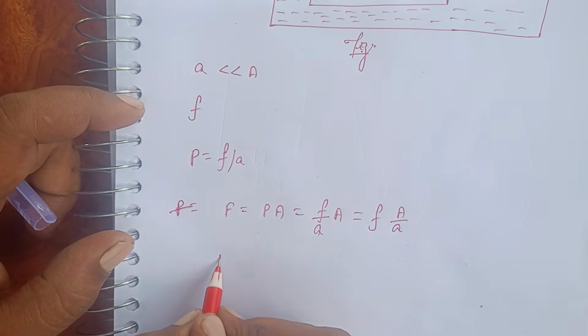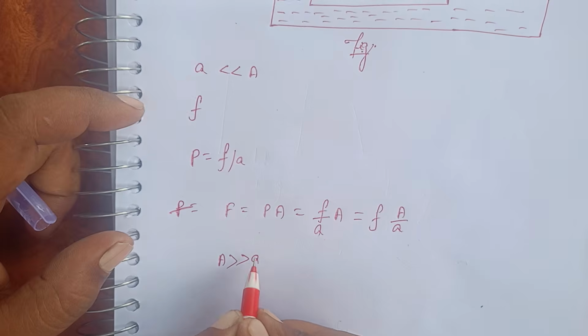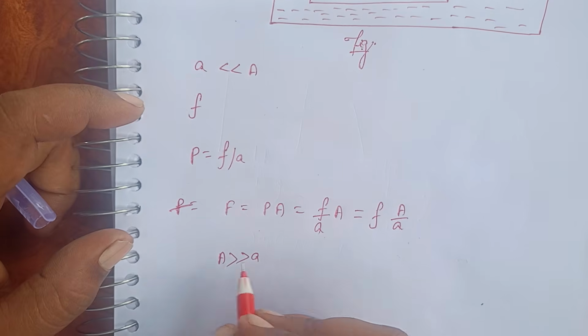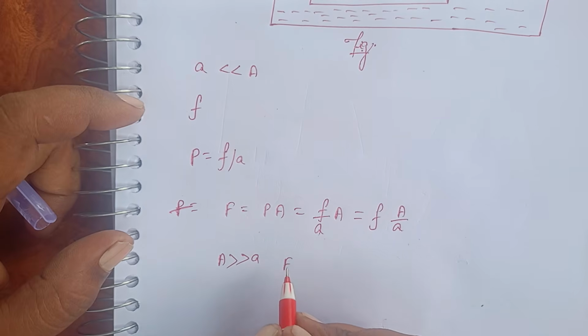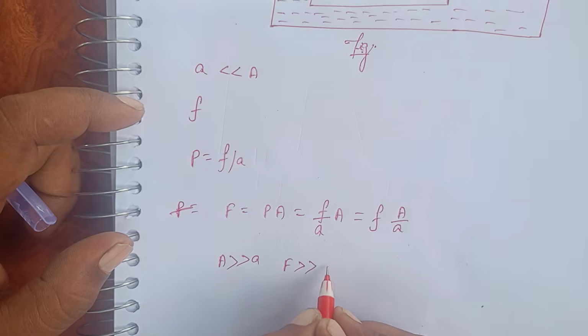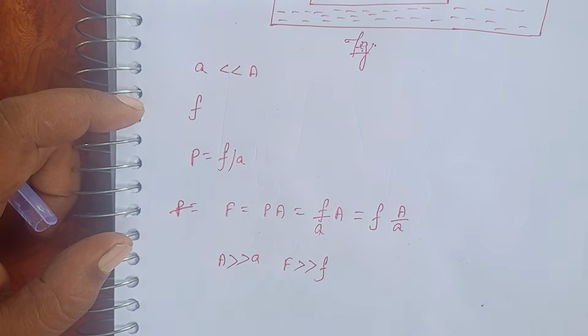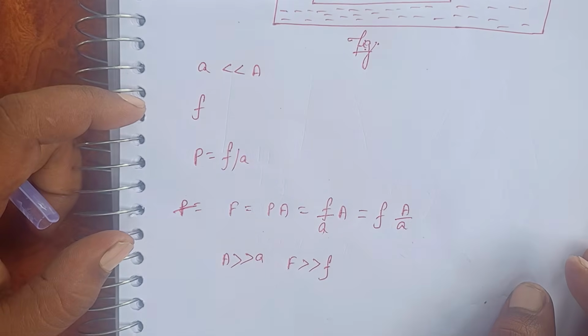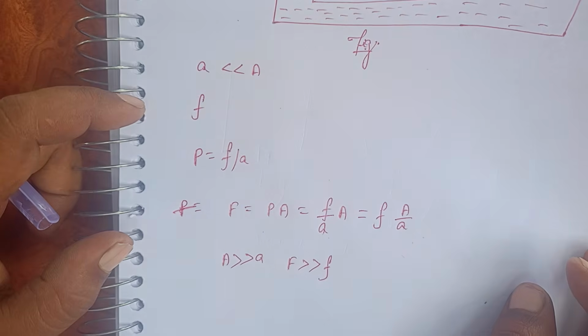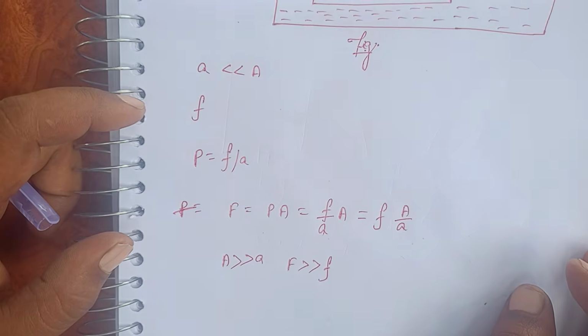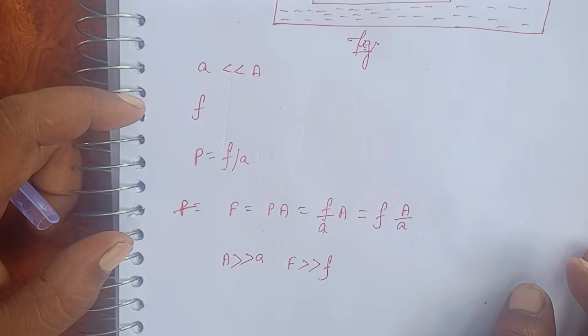As capital A is very much greater than small a, therefore capital F is very much greater than small f. This shows that a small force applied on the smaller piston appears as a very large force on the larger piston. As a result, a heavy load placed on the larger piston is easily lifted upwards.